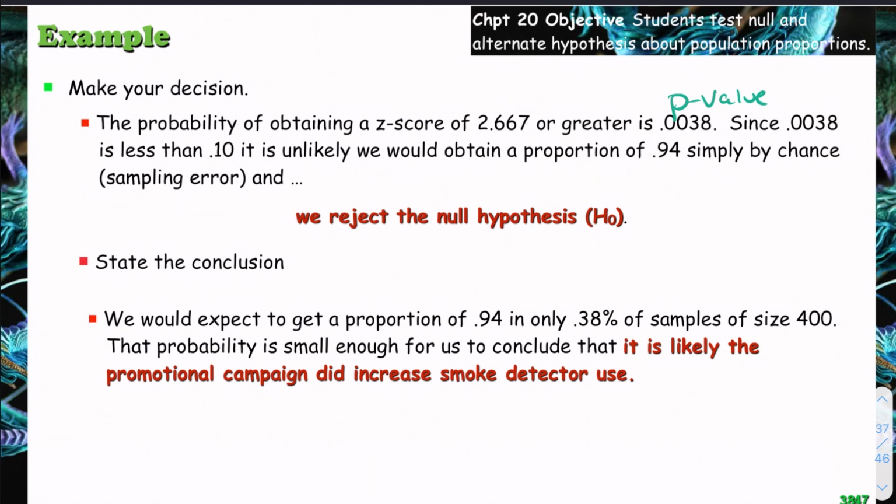So what does that mean? If our p-value is less than our alpha value, we are going to reject the null hypothesis. And then finally, we're going to state our conclusion. So we would expect to get a proportion of 0.94 in only 0.38% of sample sizes of 400. That probability is small enough for us to conclude that it is likely, notice, squishy word again, it is likely the promotional campaign did increase smoke detector use.